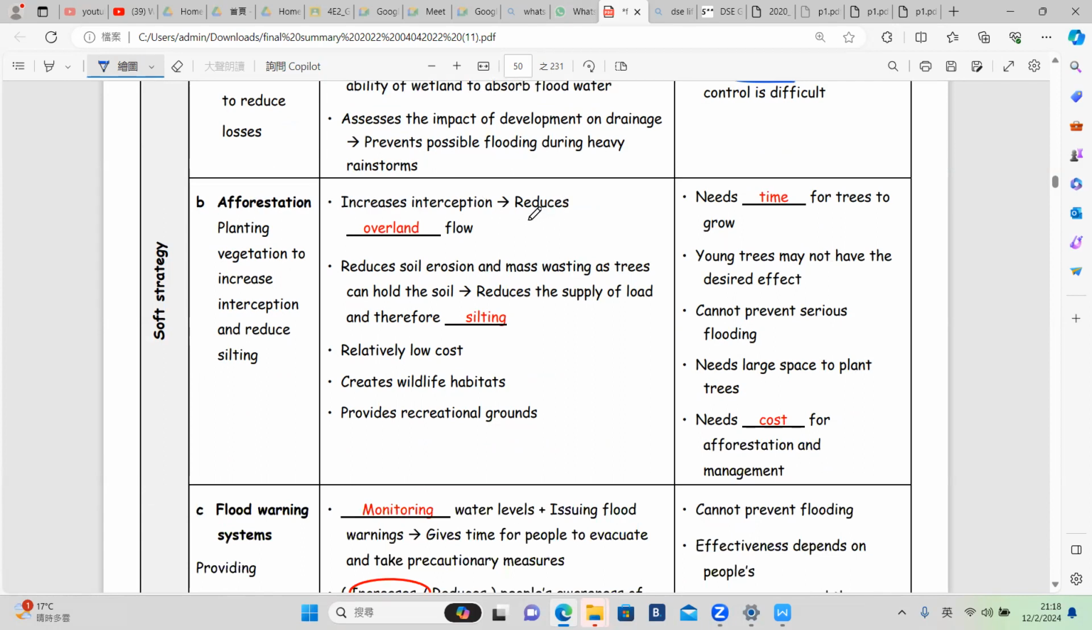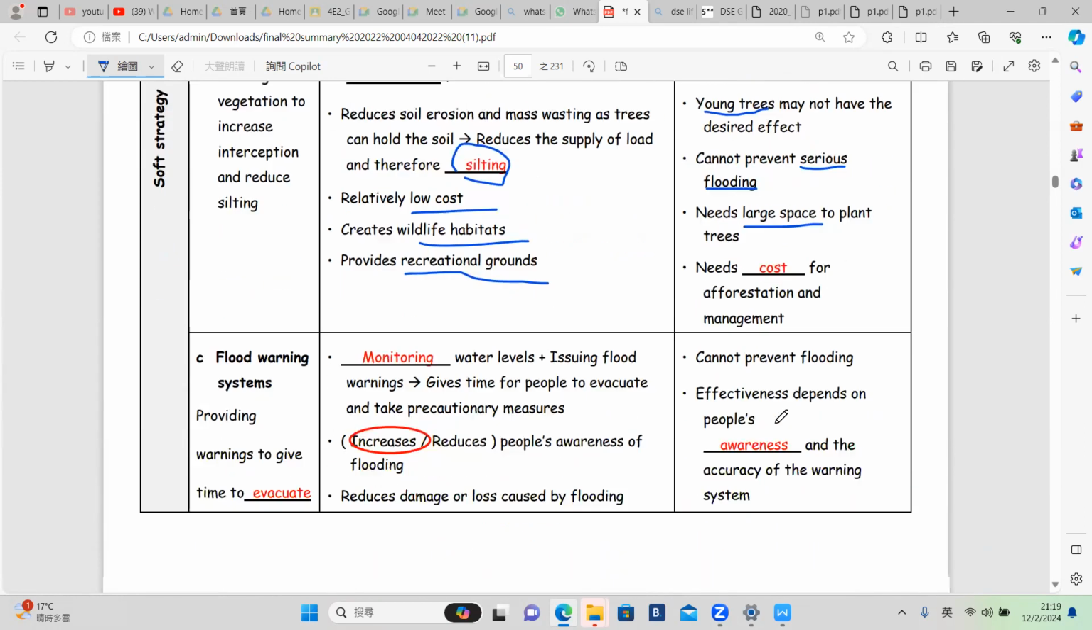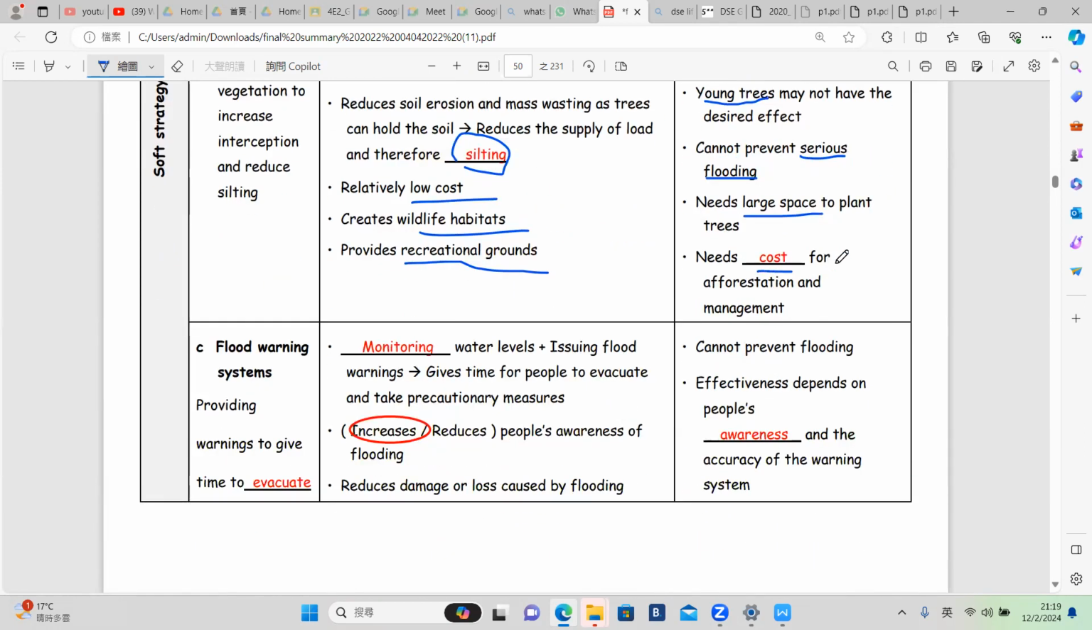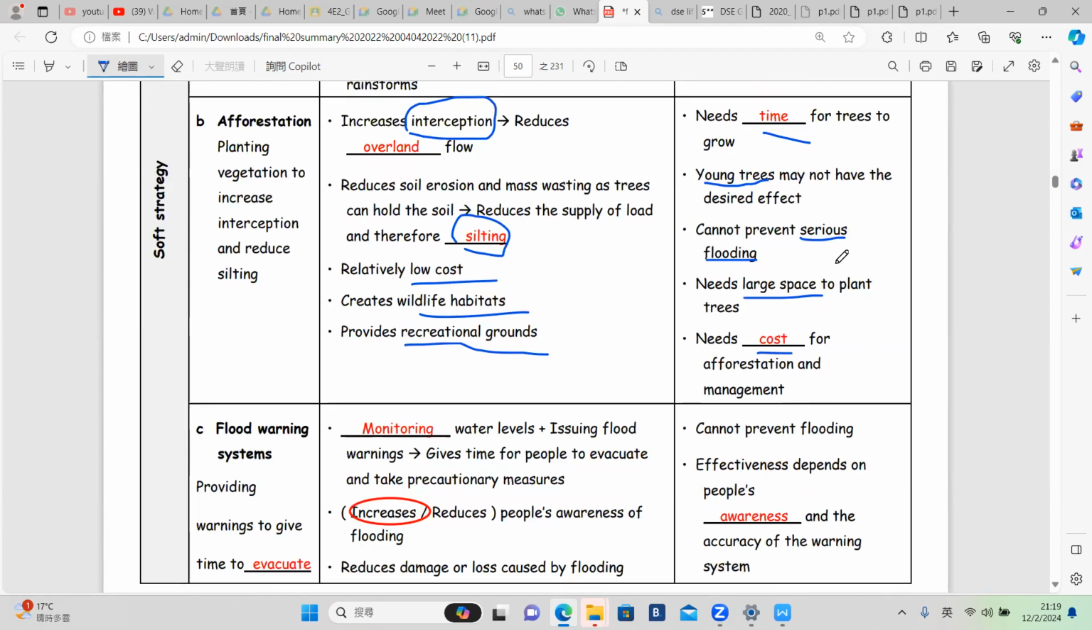afforestation. If you are talking about afforestation, bear in mind, tell me something about the water cycle. You can talk about increased infiltration, increased interception. Reduced runoff, therefore silting may be reduced. Also lower cost, and wildlife habitat can be maintained. Recreational ground can be maintained. Need time for the trees to grow, and the effectiveness is in doubt, it cannot prevent serious flooding. Less space to build the trees, and it still costs money. Bear in mind, afforestation still needs money for management, for maintenance.